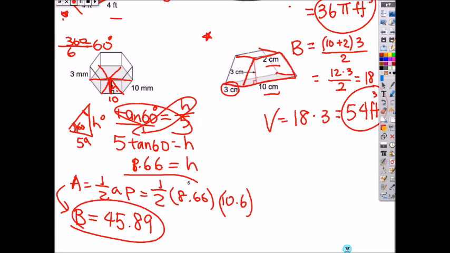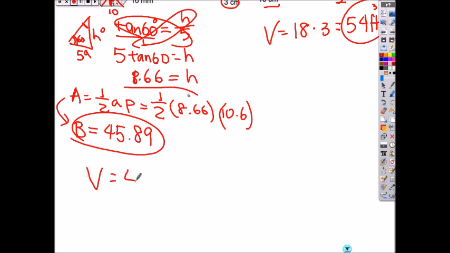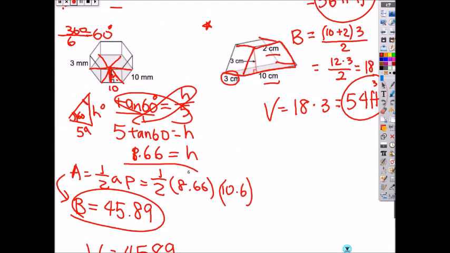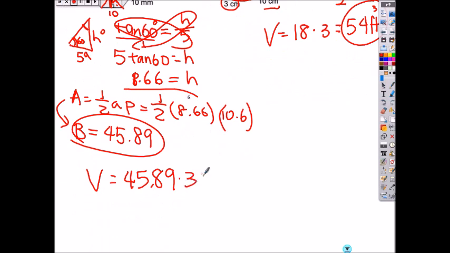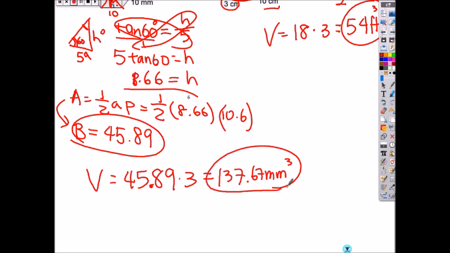So then what do you do for a volume? Volume equals the area of the base times height. What's the height of that prism? 3. So what do you get? It's in millimeters cubed. What do you get? Times 3. 137.67 millimeters cubed. Okay. Any questions?